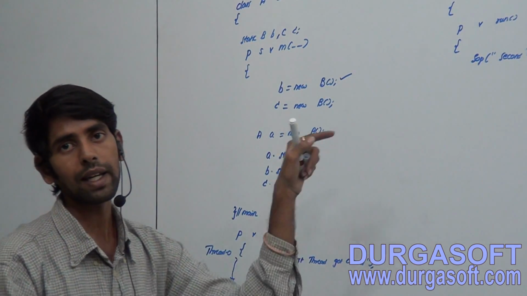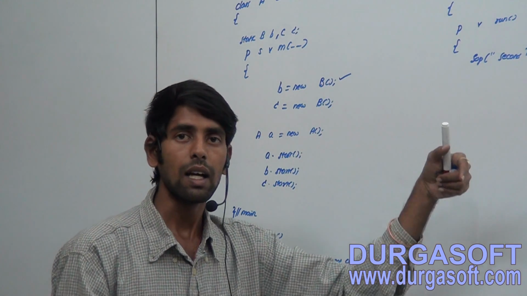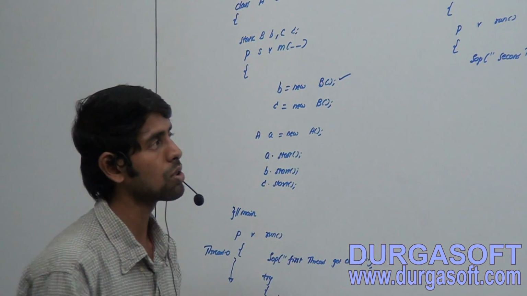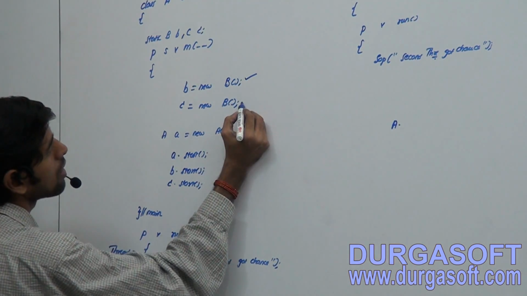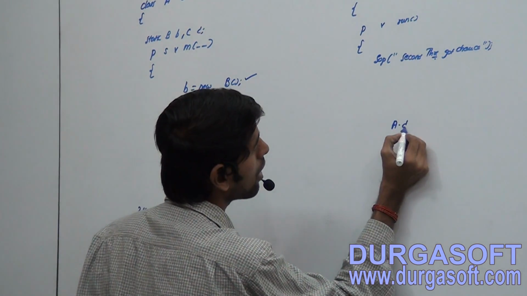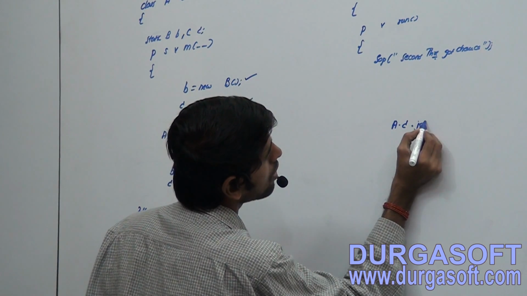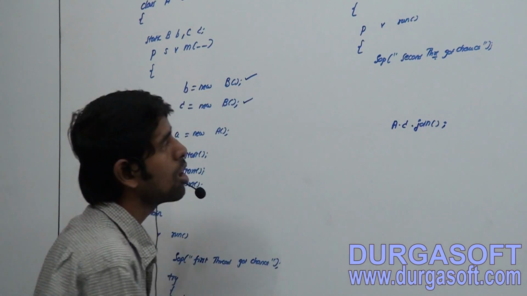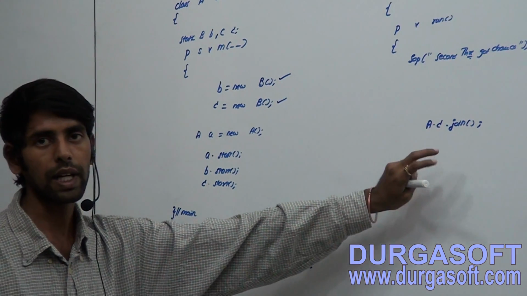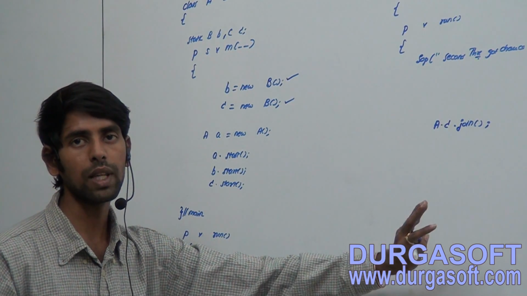By using the class name, I can get that static reference. It is so simple. What you have to do: A dot C dot join. That's it, nothing more. But this method is throwing a checked exception, InterruptedException, so surround it with try and catch.